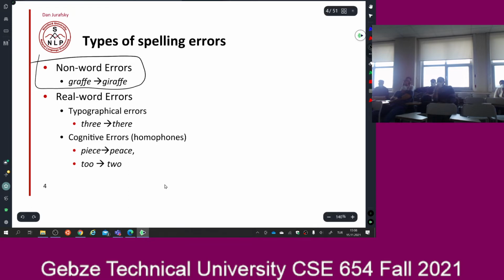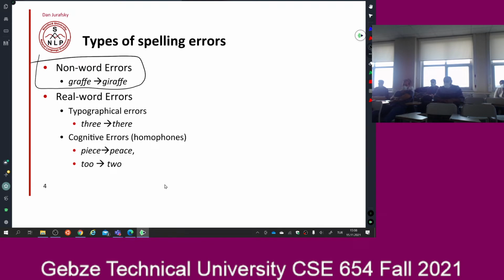And there are cognitive errors. I want to say peace, but I write piece. Those are homophones. They are read exactly the same. The pronunciations are the same. Peace and piece, two and too, right? They are pronounced the same way.